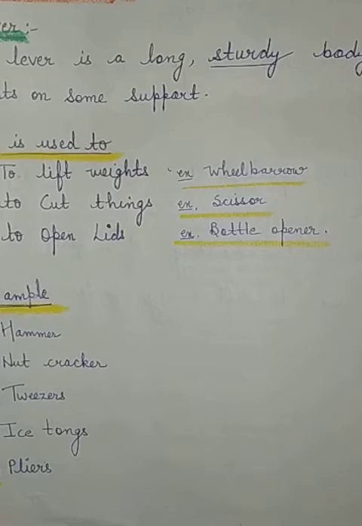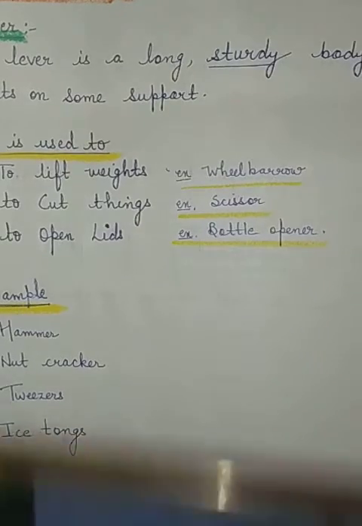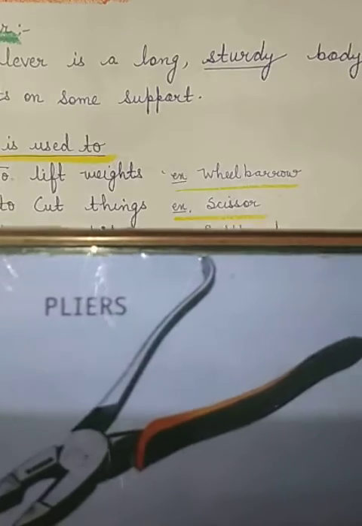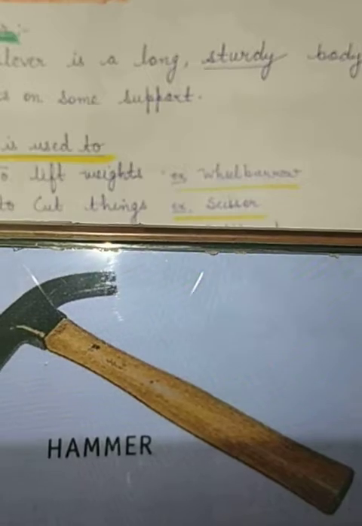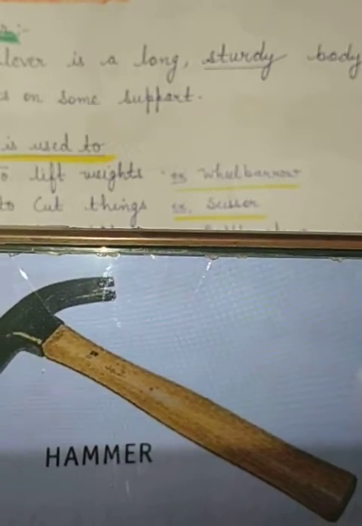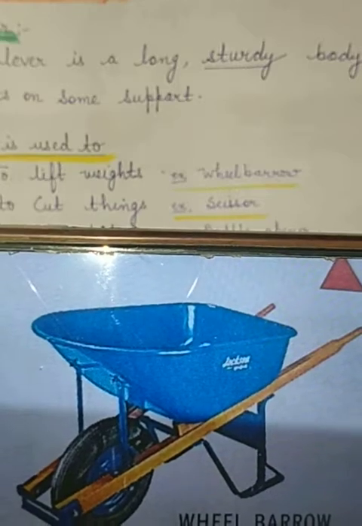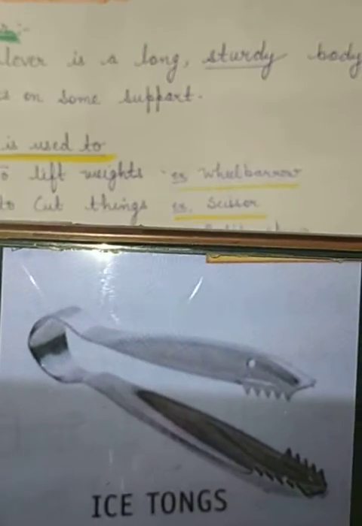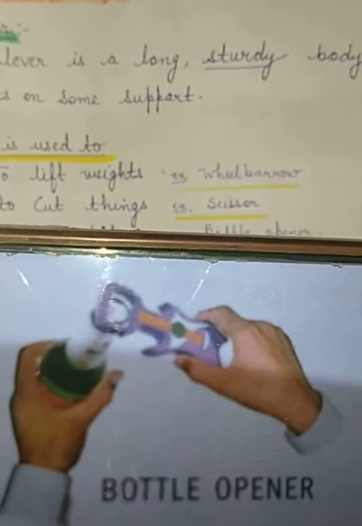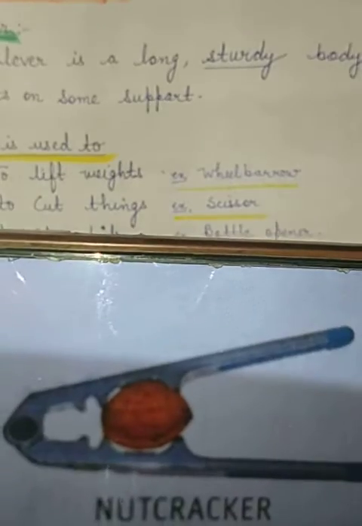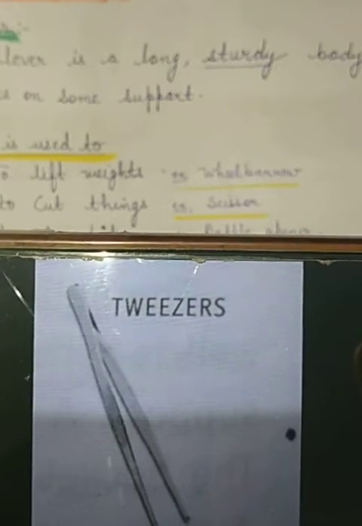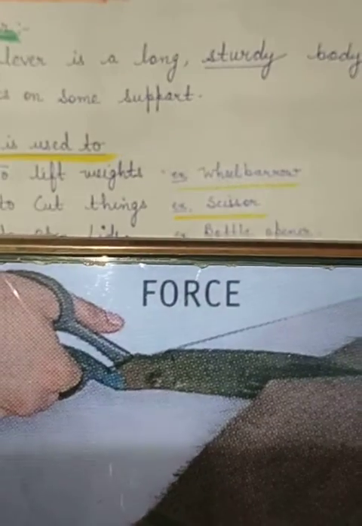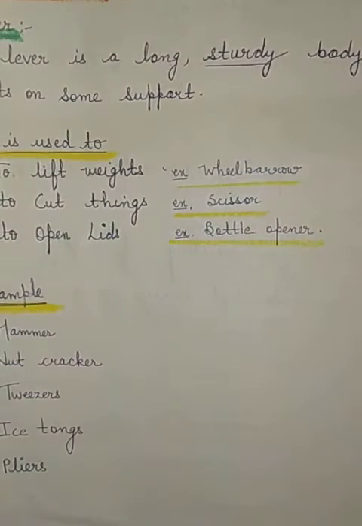I will show you some examples of levers again. See here, this is a plier. A plier is also an example of a lever. This is a hammer. A hammer is also an example of a lever. This is a wheelbarrow. A wheelbarrow is also a lever. These are ice tongs, also an example of a lever. Bottle opener, also an example of a lever. This nutcracker is also an example of a lever. And these tweezers are also included in the levers, and this scissor. So all these things are examples of levers.